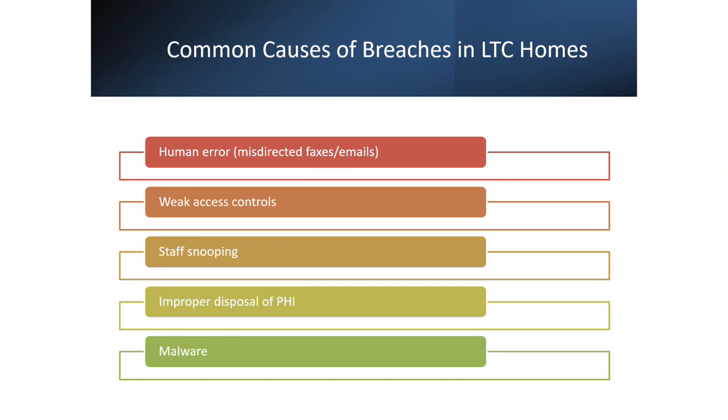The next thing would be weak access controls. This is not necessarily something most of the people watching this can resolve themselves, but it is something you are responsible for. So it's important that you're checking with your IT department to make sure they have access controls in place that prevent somebody from looking at stuff they don't need to be looking at. That access control falls under staff snooping.